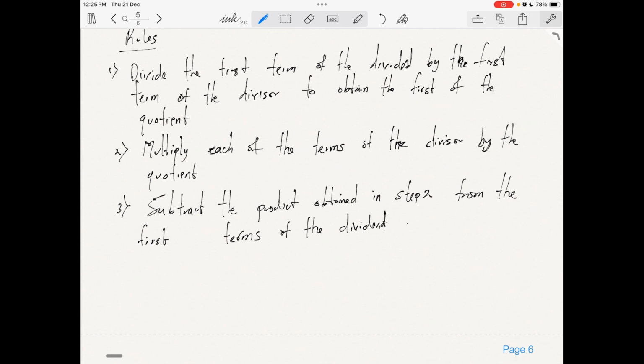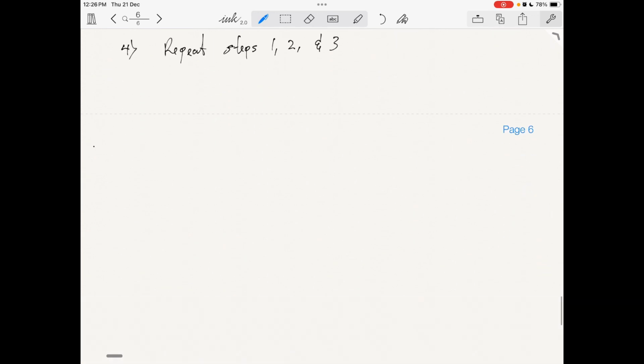And for that case, the fourth step will be to repeat steps 1, 2, 3. So let's pick our example again. We have this division: 3x squared minus 2x plus 4. This is the dividend, and x plus 2.